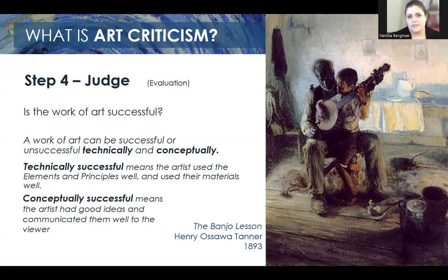This particular piece carries both. And personally, I would judge it to be both very technically successful and conceptually successful. So in this case, technically successful. Let's look at the arts and medias and all these things that are going on.